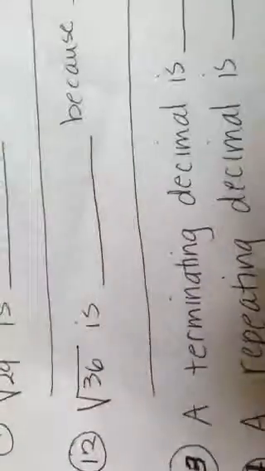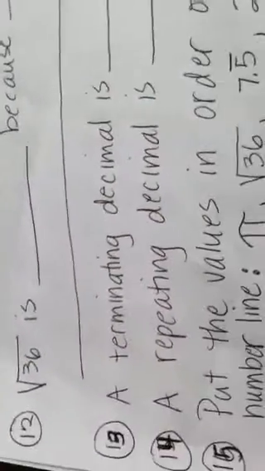Number 12. The square root of 36 is blank. Some word goes there. And it is blank because. Pause it. The square root of 36 is rational.